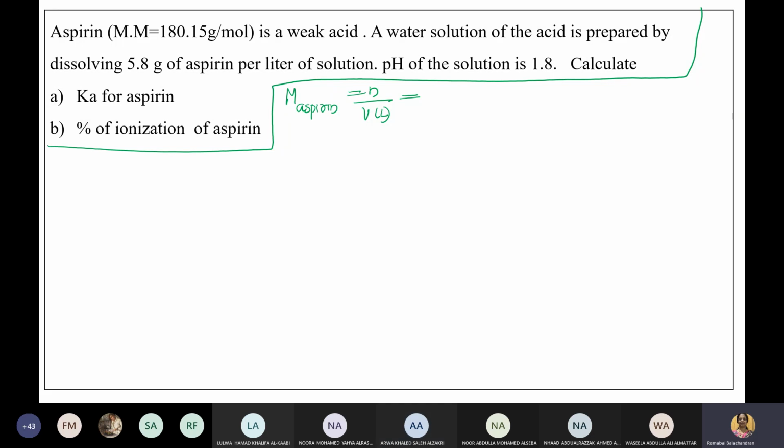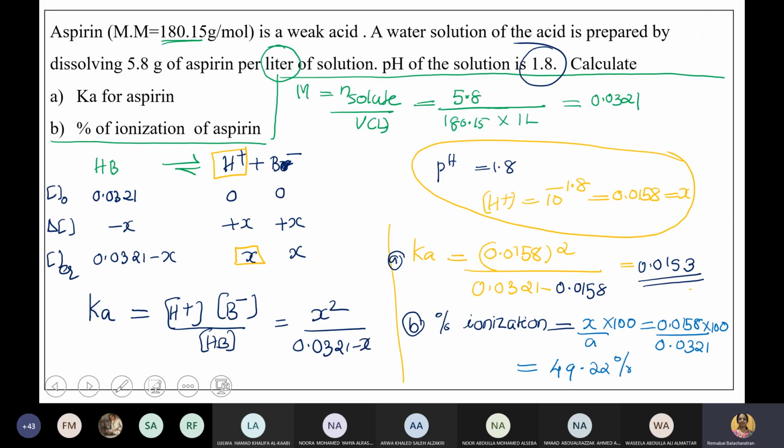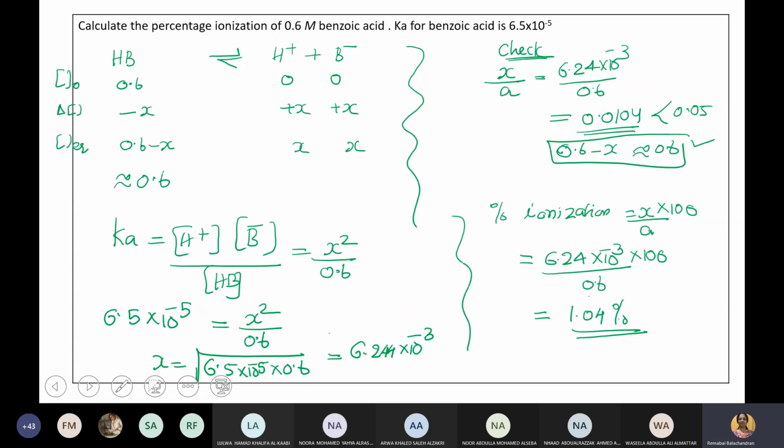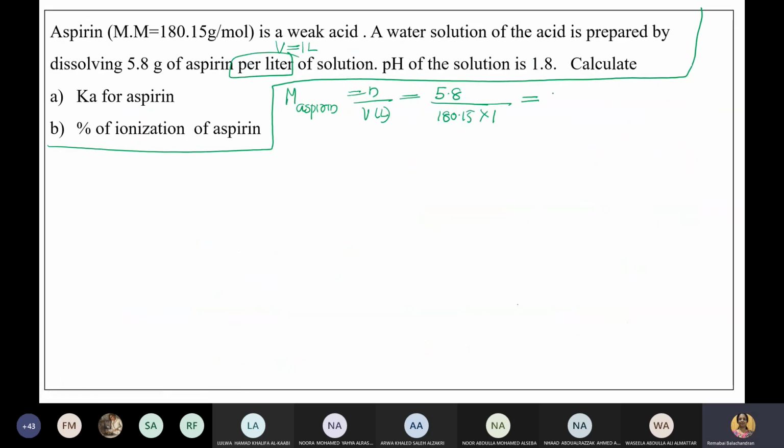So what is the mass? 5.8. Molar mass is 108.15 times volume. It is per liter, that means volume is 1 liter. So the answer will be 0.0321. Okay, you can check the calculation if it's correct or wrong. This is one part.